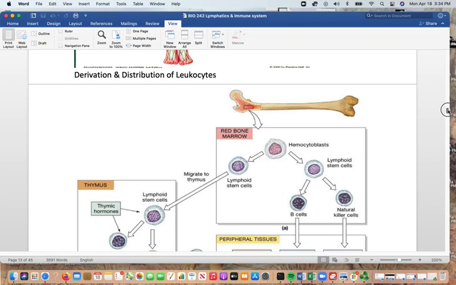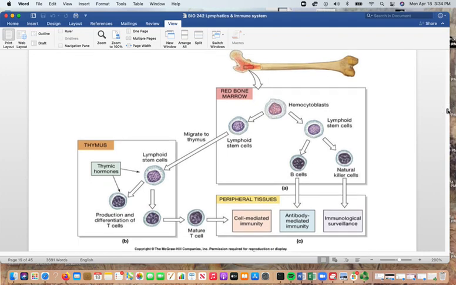So when you are going to have your leukocytes be derived, we start in the red marrow. You have the hemocytoblasts that will form your lymphoid stem cells. So with these lymphoid stem cells, some will migrate to the thymus and produce your T cells. You can have other lymphoid stem cells that are going to become your B cells and natural killer cells, and those will go into the peripheral tissues for the immune responses.